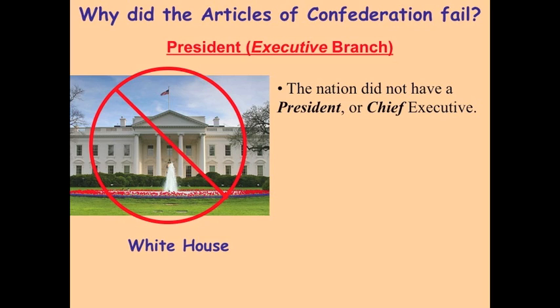There was also no president or chief executive. I know that some of you believe that George Washington is not the first president. He is. But that role of presidency did not exist under the Articles of Confederation. So there was no one person to represent our nation. If we had to have discussions with France or with Spain, who would we send as our representative? There was no one. So not having a president is a huge fail under the Articles of Confederation.